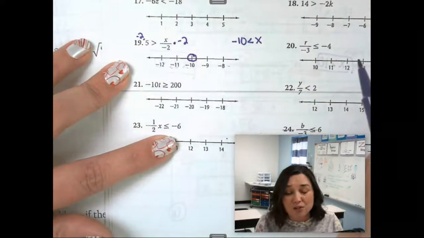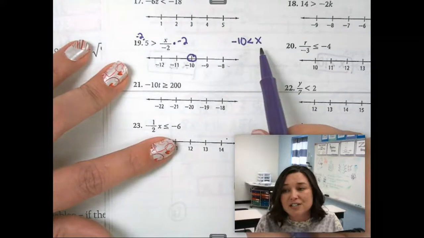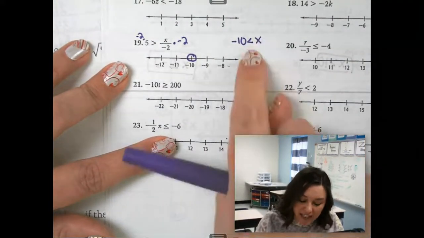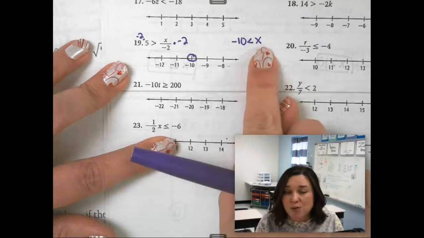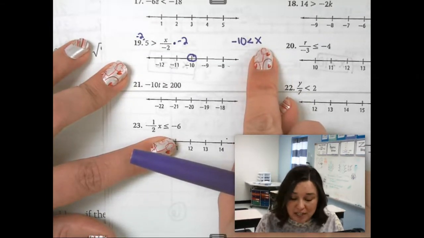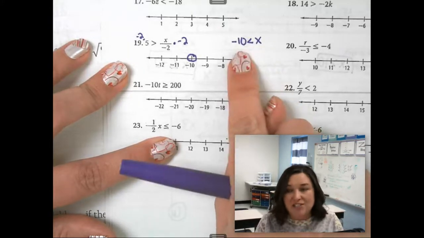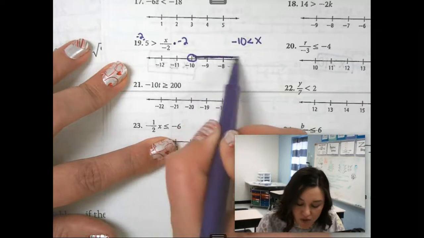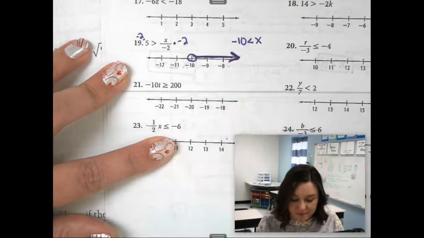Now this one is a little bit different. Every one we've done so far has had the x on the left side, but now it has the x on the right. So the alligator is eating the x. X is what we are shading. That's what's represented with the shading. So we've got to shade numbers that are bigger than negative 10. Well, the numbers that are bigger than negative 10 are the ones to the right.